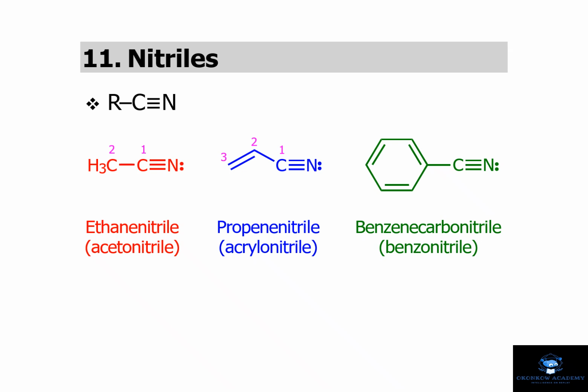You have ethene nitrile, propene nitrile, and benzene carbonitrile, used to make acrylic fibers. Nitriles are important synthetic intermediates because the C triple bond N group can be hydrolyzed to a carboxylic acid or reduced to an amine.